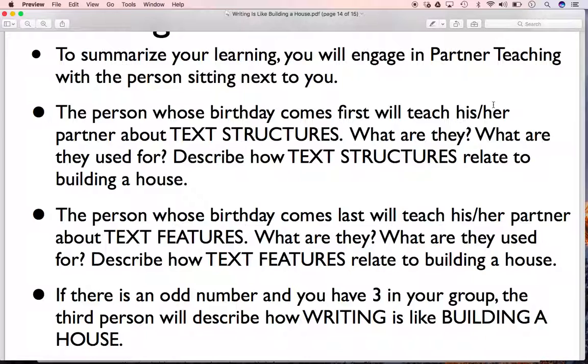And then the third bullet point says the person whose birthday comes last will teach his or her partner about text features. What are they? What are they used for? Describe how they relate to building a house. And we're not going to worry about the last bullet point. I'm going to put two Google questions for you, and I want you to answer them. They're going to be the exact same questions that you're reading here. So that's going to be part of your assignment today, to read these Google questions and then to answer them.